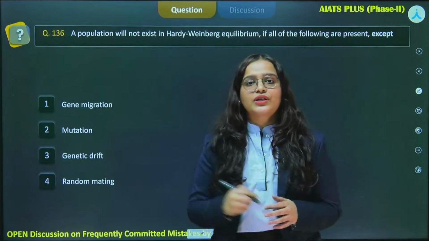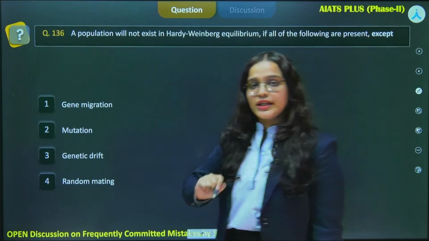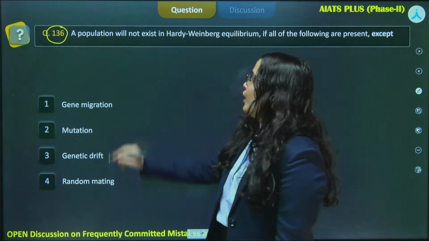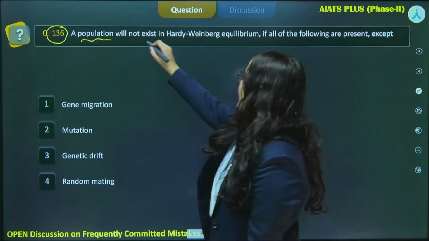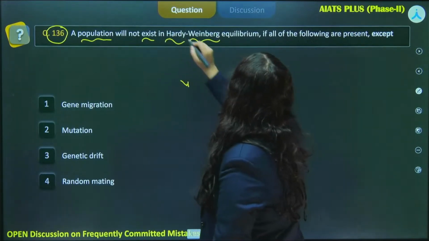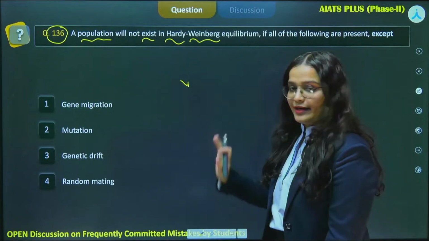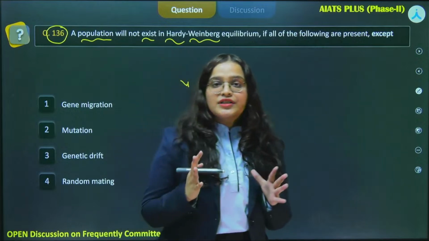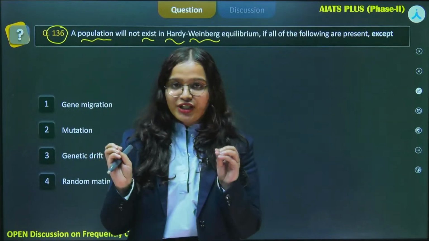So the first question that we have today in our bucket is question number 136. And it states, a population will not exist in Hardy-Weinberg equilibrium if all of the following are present except. So before reading the options, let us first talk about the beauty of evolution and that particular chapter.